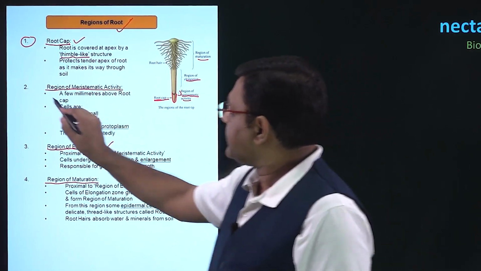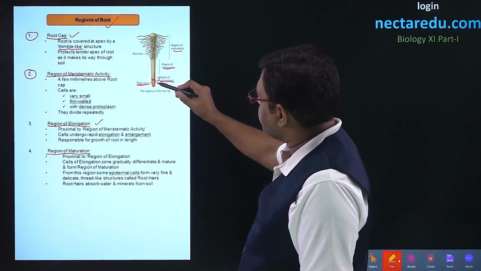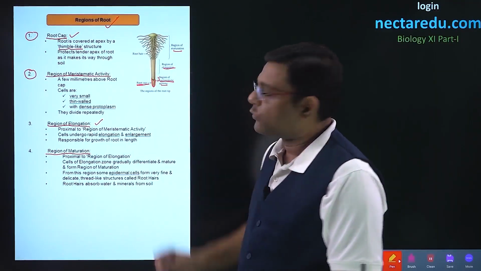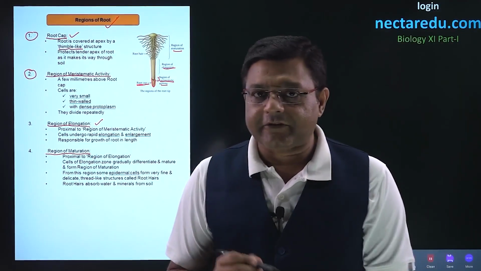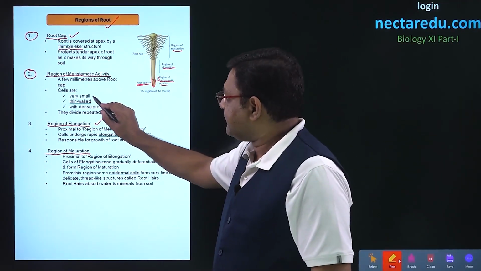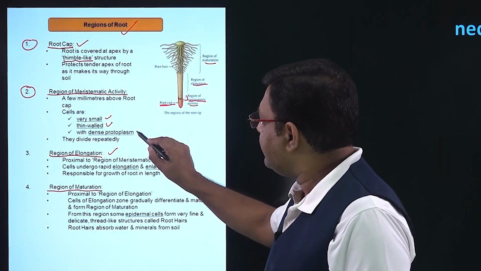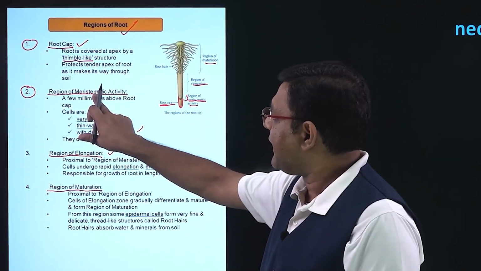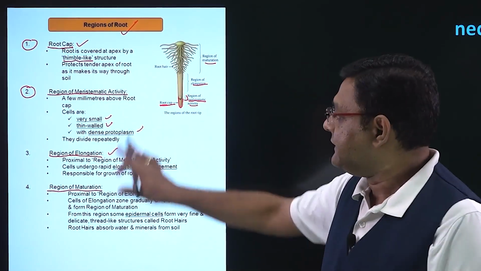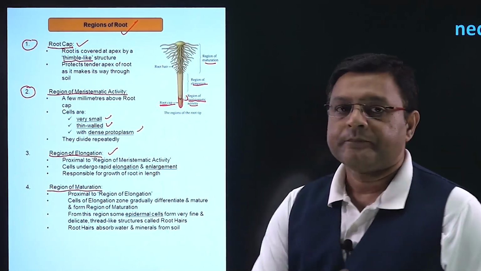Coming to the second portion, that is the region of meristematic activity. It is just located above the root cap. Now, the cells of the region of meristematic activity will be very small. These will be thin walled and will have dense protoplasm, and since these are a part of meristematic activity, these cells will divide again and again repeatedly.